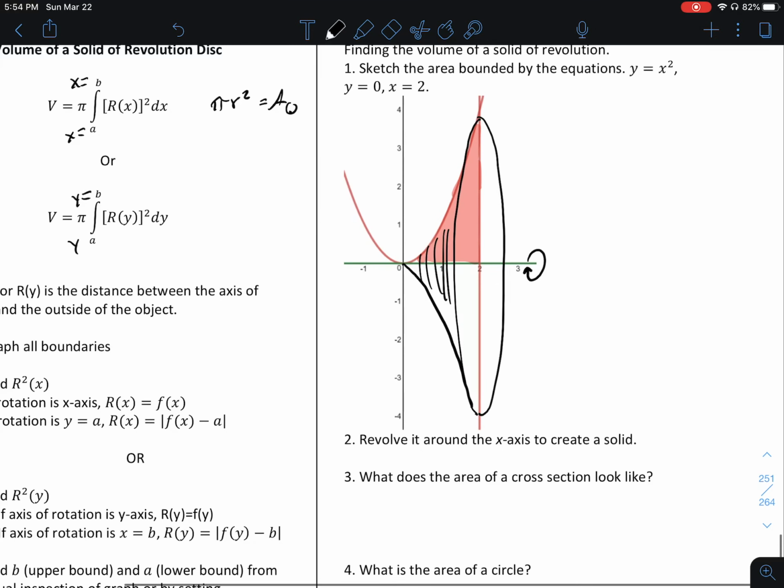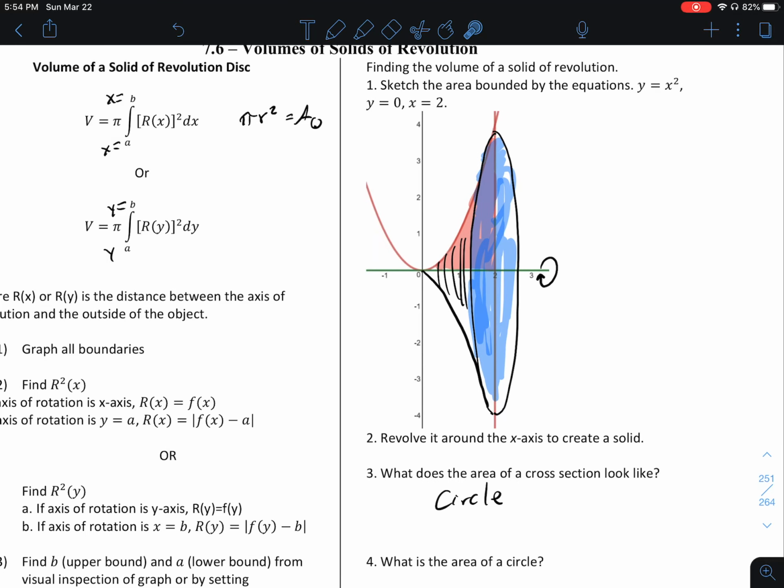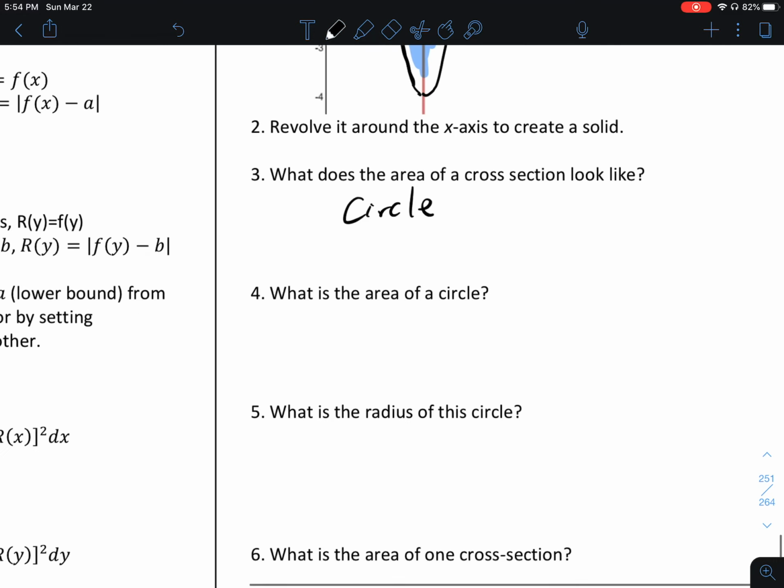3, what does the area of a cross section look like? So a cross section would be like this blue part right here. What kind of a shape is this cross section? Well, it's going to be a circle every time. Which once again is why we're saying it's pi r squared. What's the area of a circle? Well, the area of a circle is pi times the radius squared.